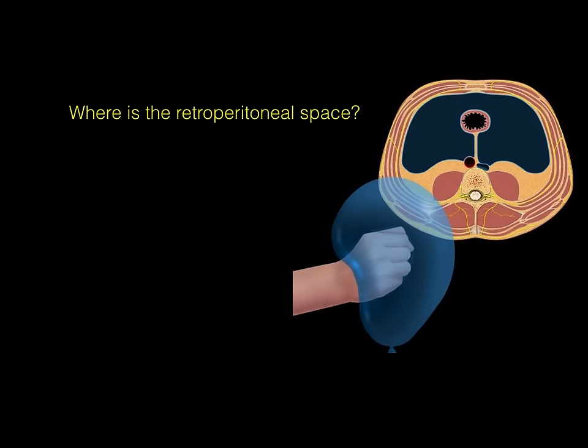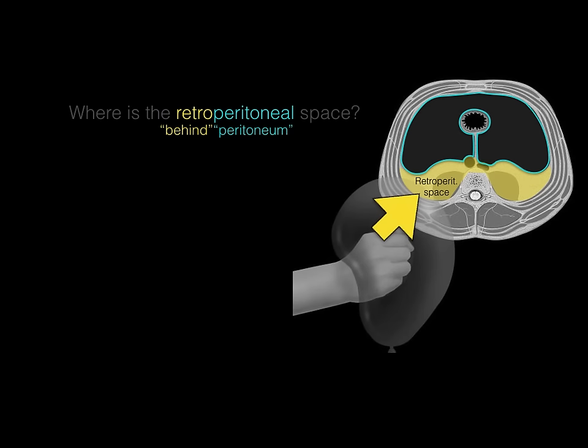Now, define the terms retroperitoneal and intraperitoneal and list the organs that fall under each of these categories. Okay, so where is this retroperitoneal space and what is it? Well, this word prefix retro means behind, and peritoneal means the peritoneum. So we look over here and we go, okay, there's the peritoneum outlined in blue, and in yellow, that's the retroperitoneal space, which is behind the peritoneum. And within that retroperitoneal space are retroperitoneal organs.